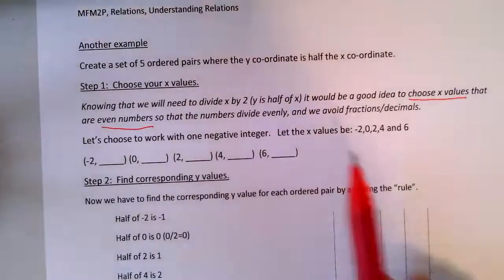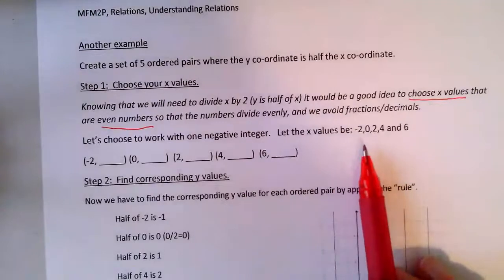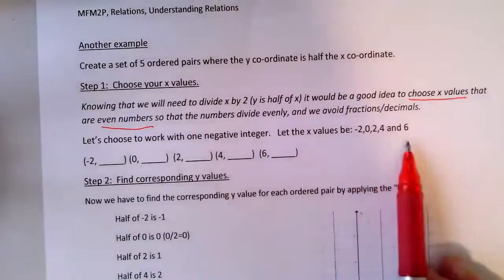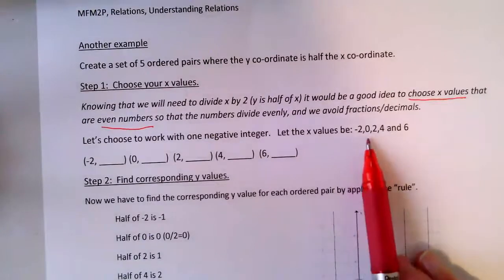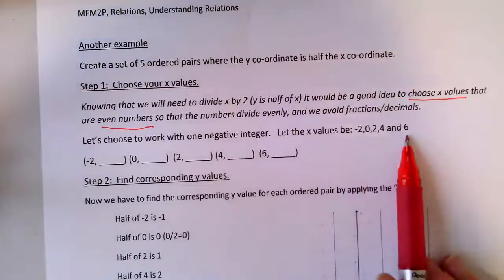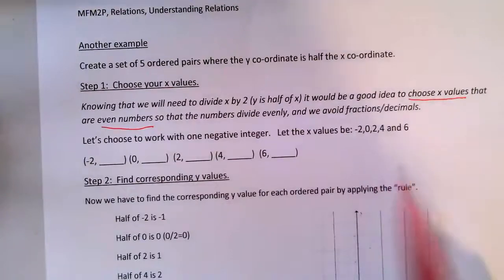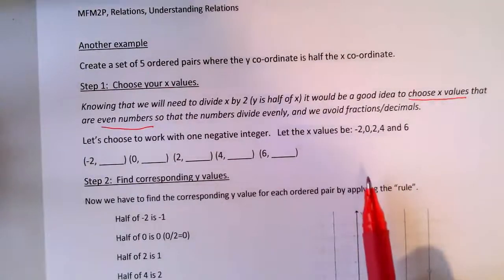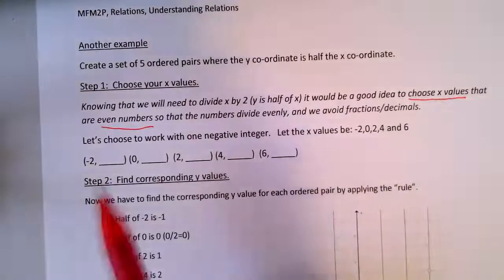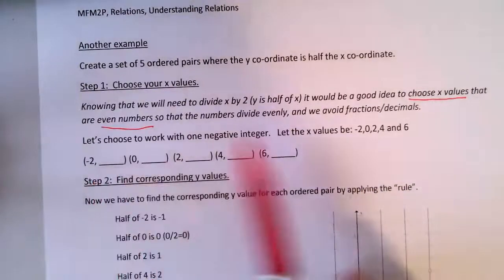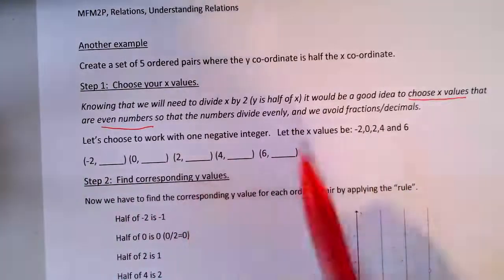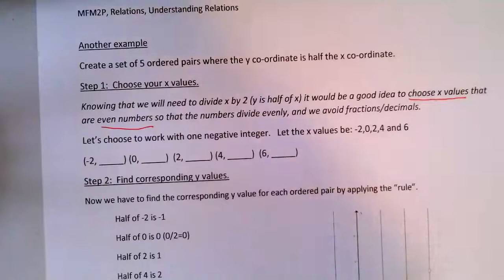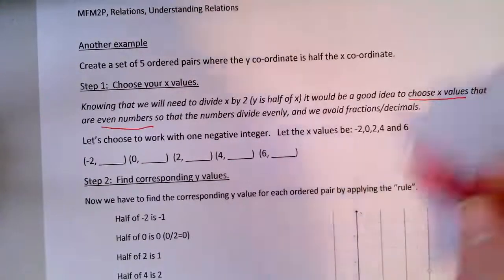I think it's important that you choose values for x that convey a range of numbers. So I am including an x value that's negative, as well as 0 and a few positives. Generally, you always want to pick a minimum of 3 ordered pairs. 5 is even better. So now that I've chosen my x values, I know the first part of the ordered pair. So now I have to figure out the corresponding y value for each pair by applying the rule.